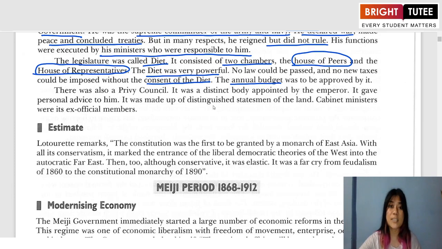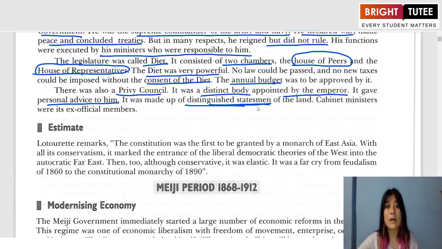Now, apart from the Diet, there was also a Privy Council. This Privy Council was a distinct body of officials who were appointed by the emperor himself. The members of this council gave personal advice to the emperor, and the emperor acted according to the advice provided to him by the Privy Council. The Privy Council was made up of members who came from distinguished families. The members were very reputed statesmen, very reputed people of Japan.